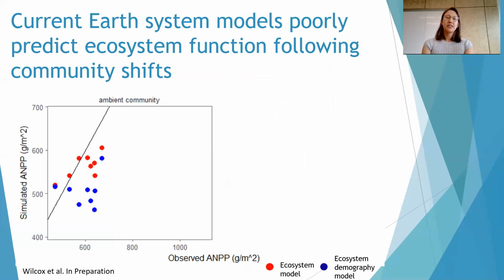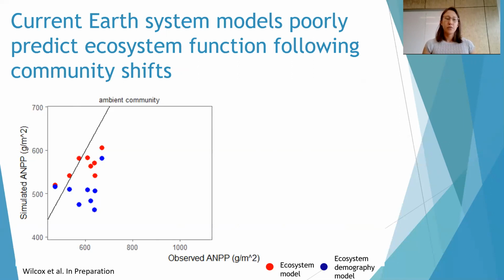And then finally, we're finding that earth system models currently are doing a pretty poor job of predicting how ecosystem function is going to change following plant community shifts with global change drivers. So this example shows the simulated ANPP from an earth system model on the y-axis compared to the observed ANPP of an experiment on the x-axis, for two different model types. One is an ecosystem model shown in red, and one is a demography model shown in blue. And the line is the one-to-one line. So if the model well predicts the observed productivity, all the points should fall along that one-to-one line.